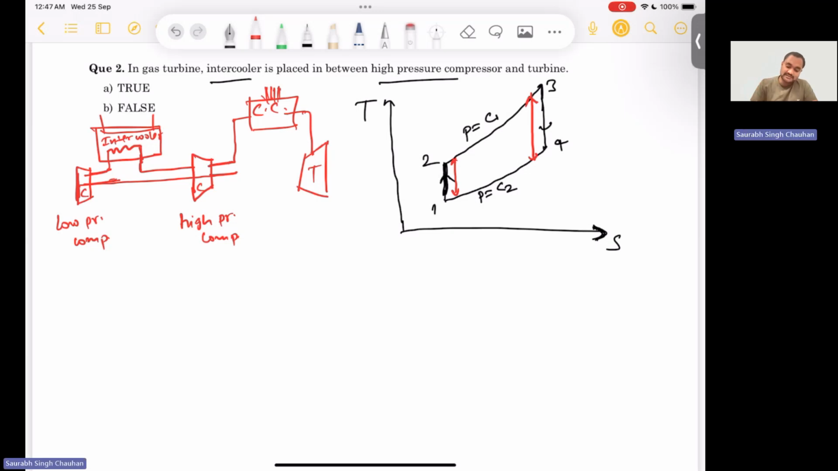So now you can easily answer this question: the intercooler is not placed between the high pressure compressor and turbine. Between the high pressure compressor and turbine, there is the combustion chamber, not the intercooler. So this statement is not correct. So this is false. I hope this is clear, and we can move to the next question.